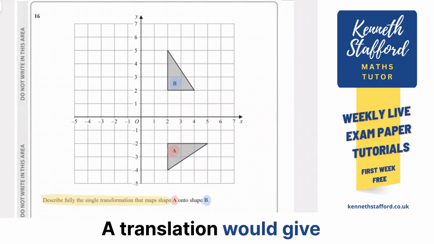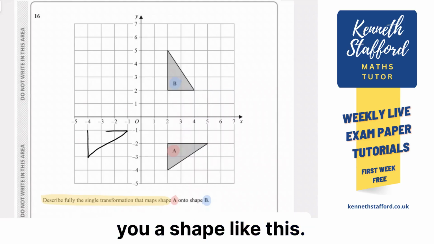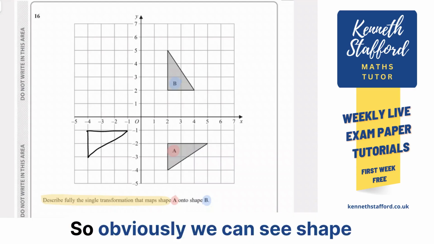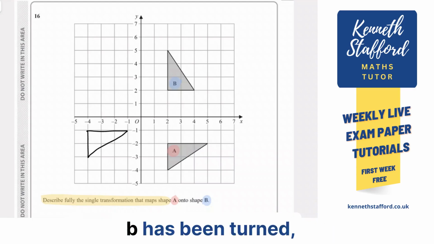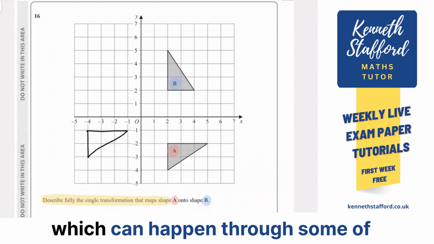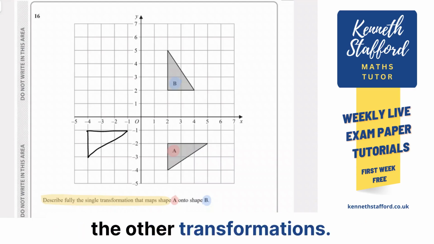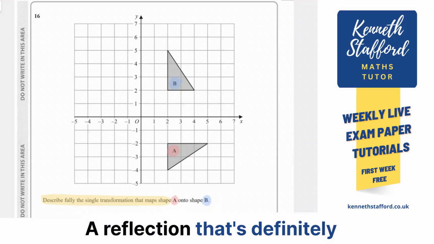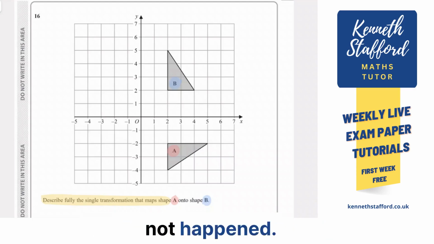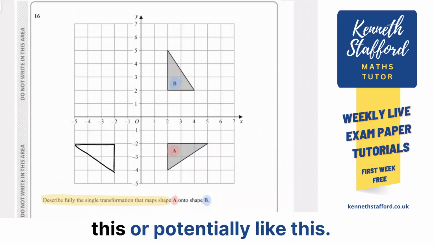A translation would give you a shape like this. It's like sliding it. So obviously we can see shape B has been turned, which can happen through some of the other transformations. A reflection, that's definitely not happened. If it was reflected, it might look something like this, or potentially like this.